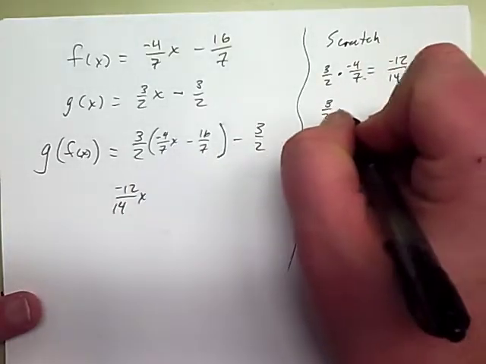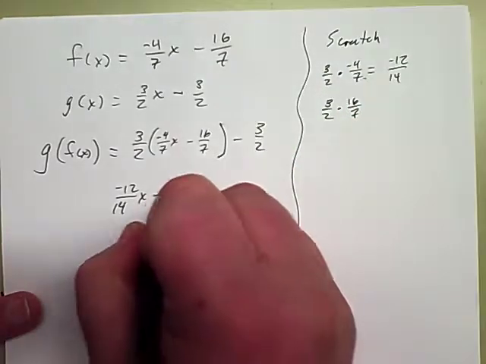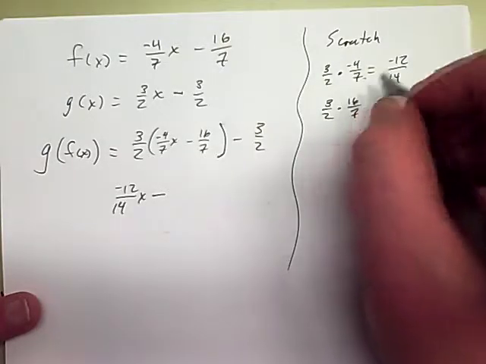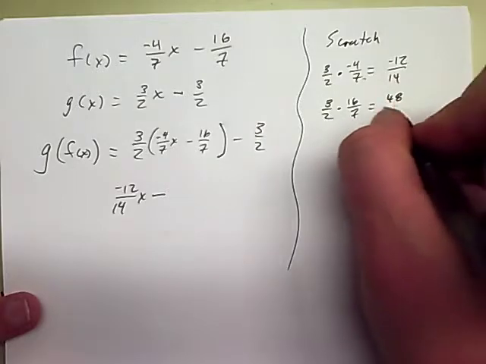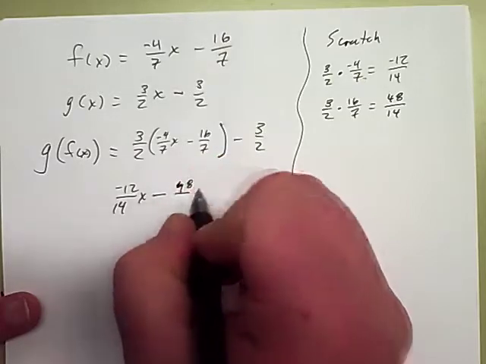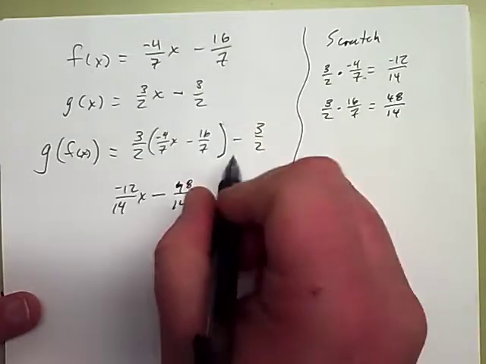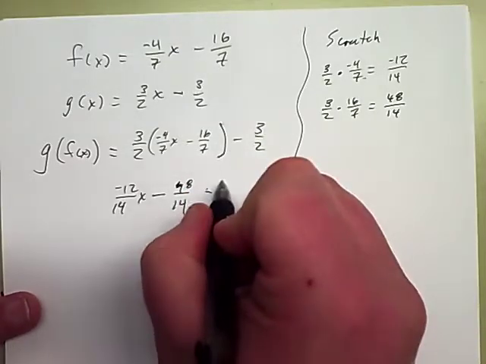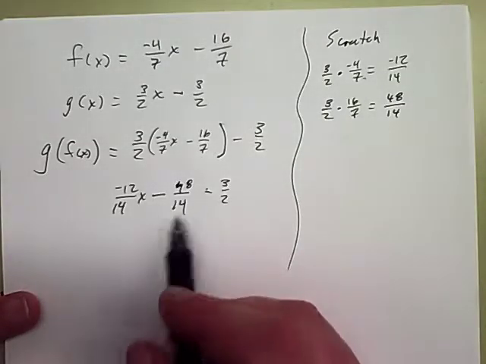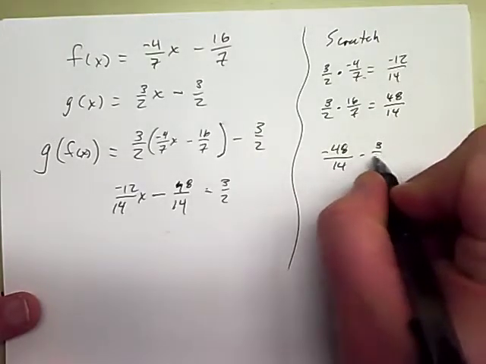So 3/2 times, or I can make a positive 16 over 7 and just make that a minus. So 3 times 16, so 48. 48 over 2 times 7 is 14. So I get 48 over 14. And then my minus 3/2 goes here, right?